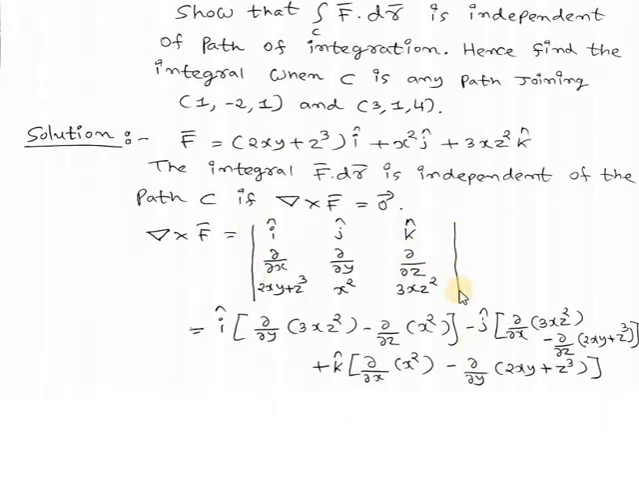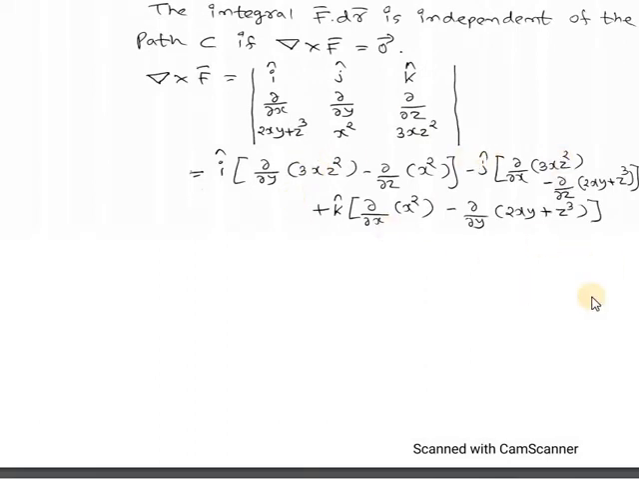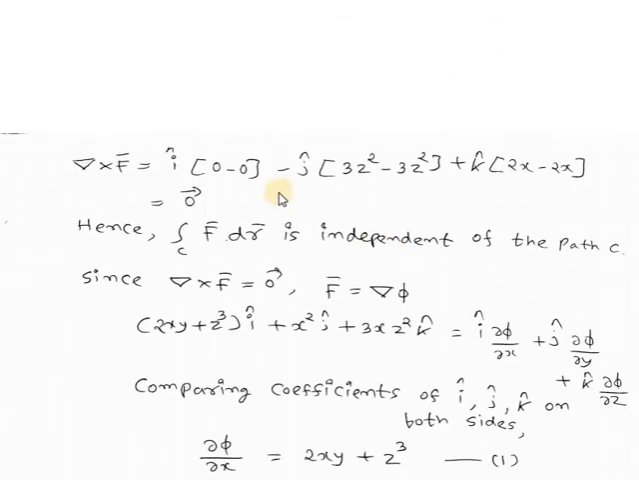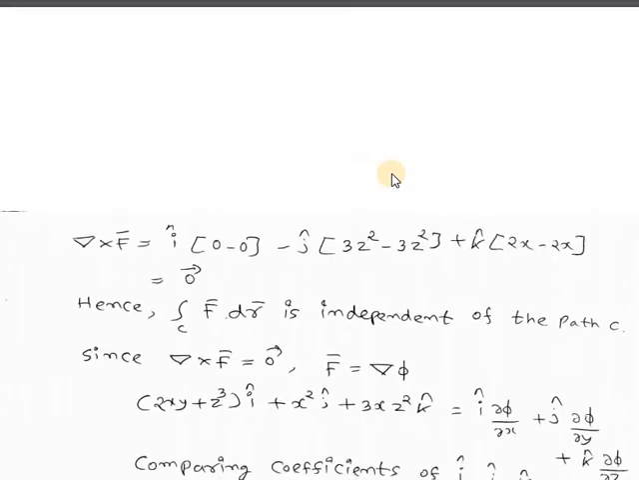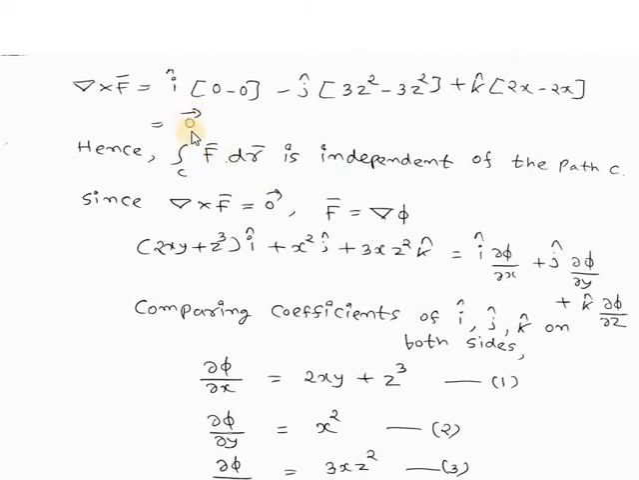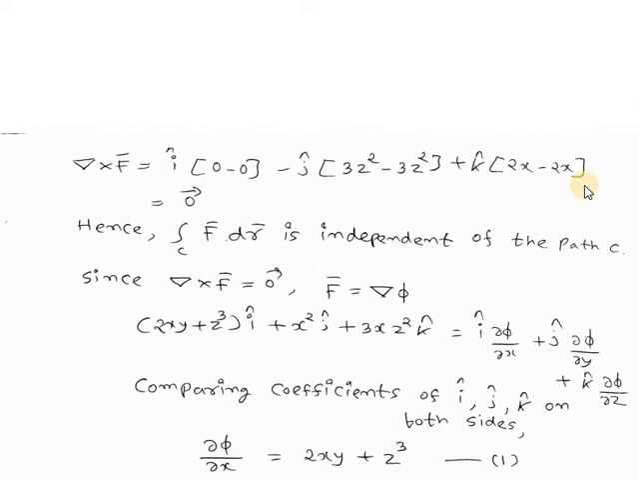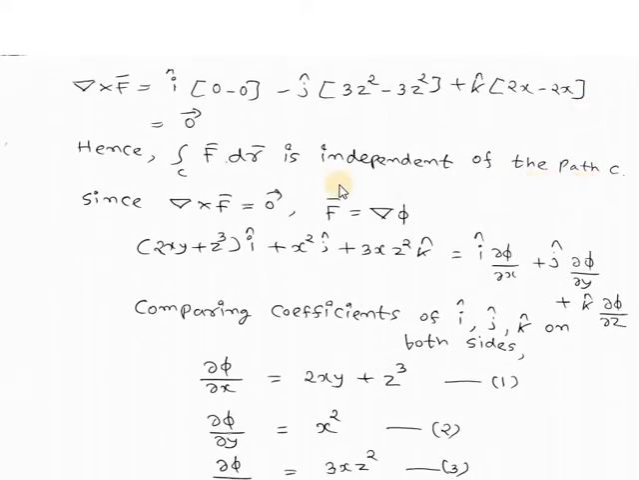Now solve it by determinant. You will get these terms, and after simplification we are getting 0 minus 0, 3z square minus 3z square, 2x minus 2x, by taking derivatives of these terms. So finally we are getting the answer 0 vector. So by the fundamental theorem, if curl F bar is equal to 0 vector, then this line integral is independent of path C. Whatever the path is, we will get the same answer for all paths. That is the meaning of this.